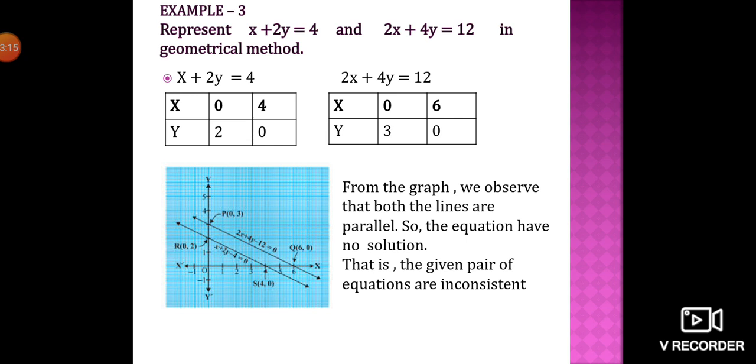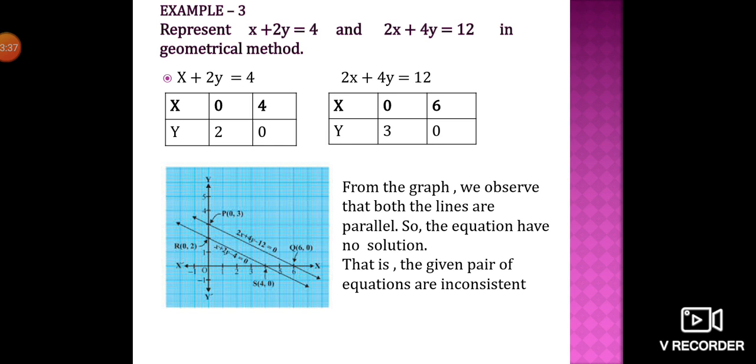Parallel means how can we find a solution, because both the lines don't meet at any point. So here no solution will be there. From the graph we observe that both the lines are parallel. So the equation has no solution. So no solution means it is not consistent. Here the given pair of equations is inconsistent.